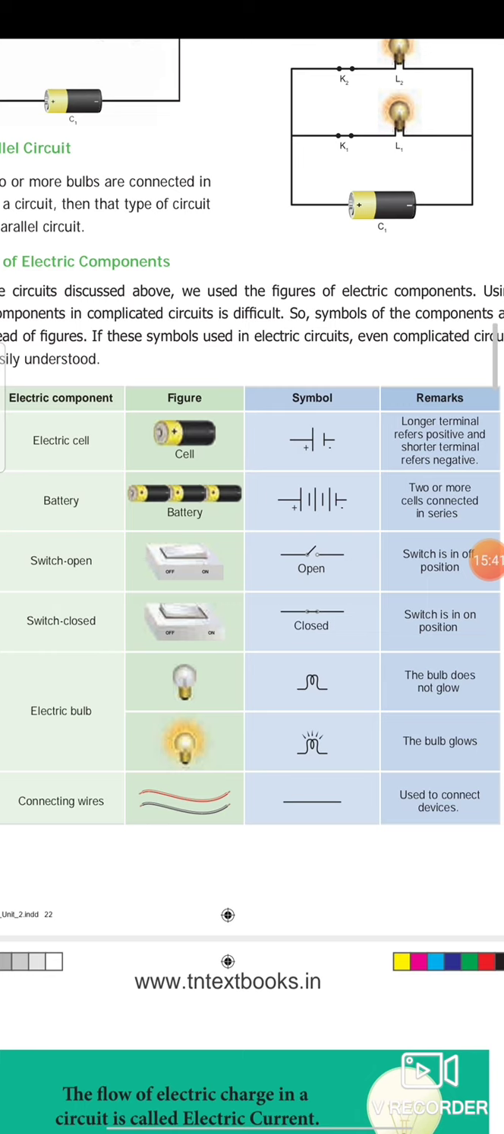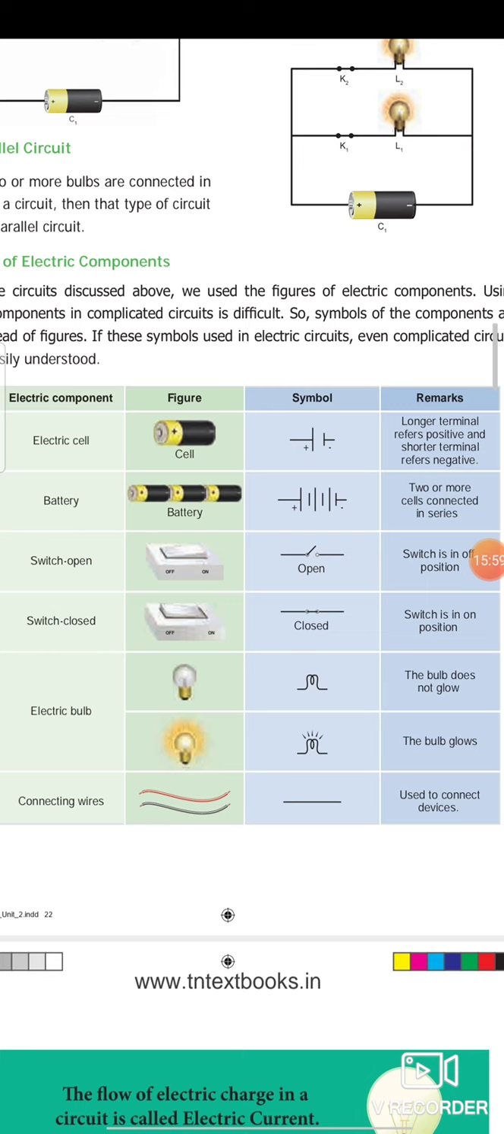Two or more cells connected in series. Third thing is switch open. Switch open means it should not be connected. See the symbol very beautifully they have given. Switch is in off position. Switch closed. Closed means two dots close. Switch is in on position, the current will flow.